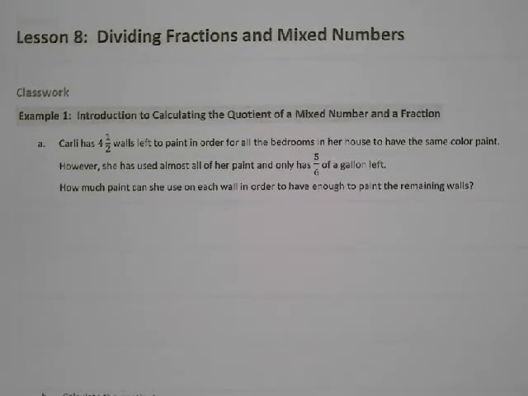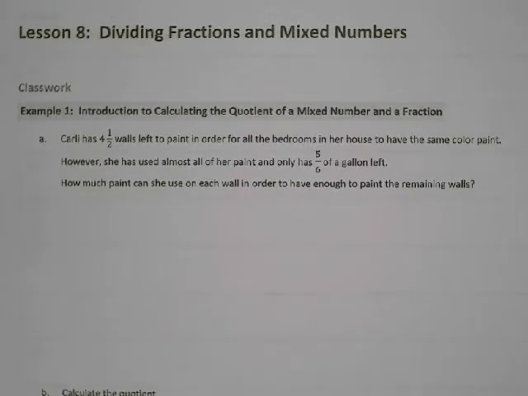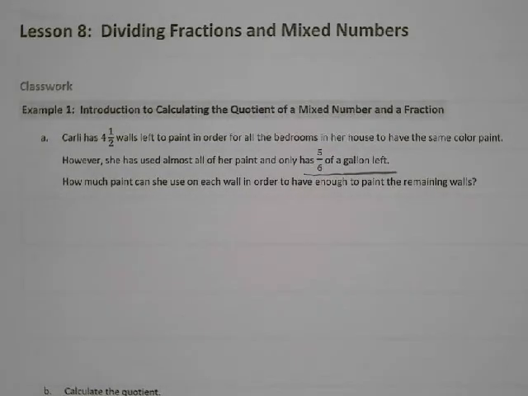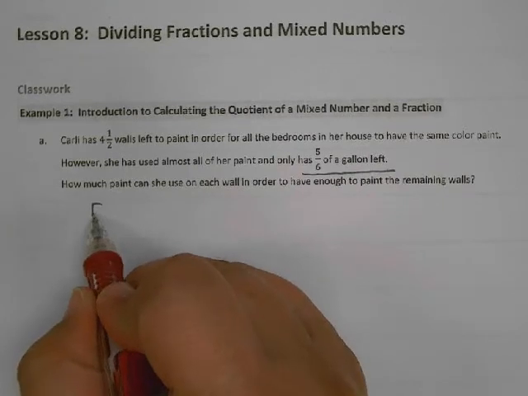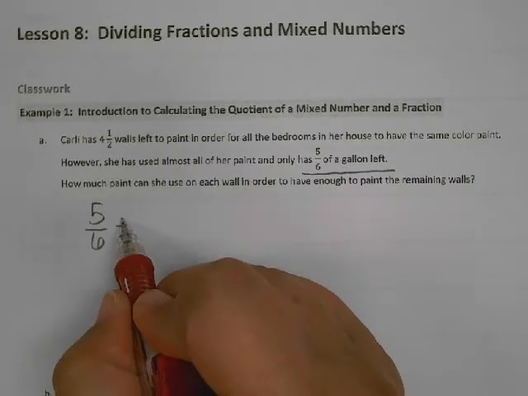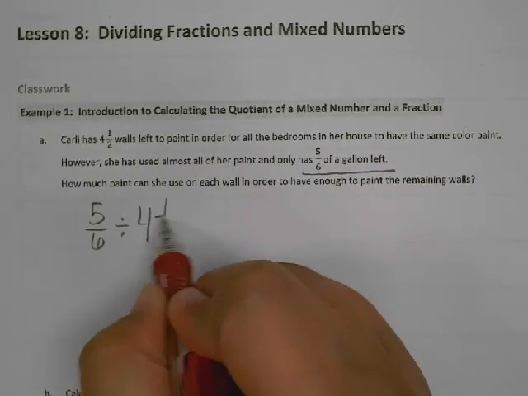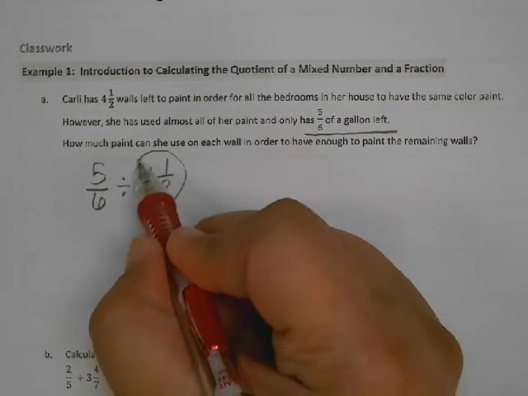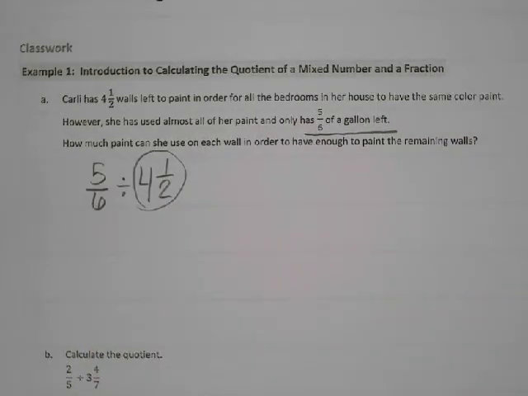So the first thing I have to do is decide what this question is asking me. And what it's telling me is I have some paint that I have to divide up so that I can put it all on the walls. So that means I'm actually going to start with this part. This is what she has. She has 5/6 gallon, and I'm going to divide that between 4.5 walls. So just like we put in our notes, the very first thing we need to do is change this mixed number into an improper fraction.